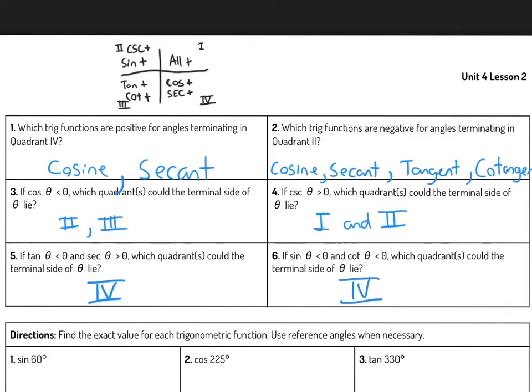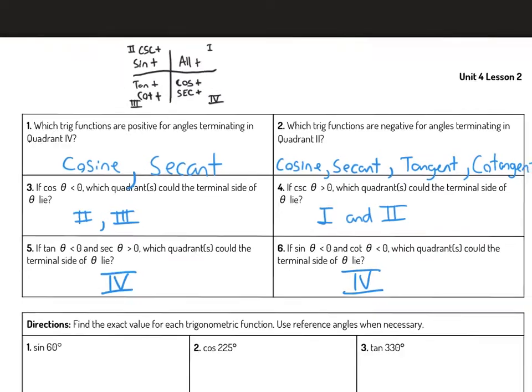And I honestly have no idea why they always use Roman numerals for quadrants, but that's the only thing I use Roman numerals for. So whenever I see them, I always think it's a quadrant.